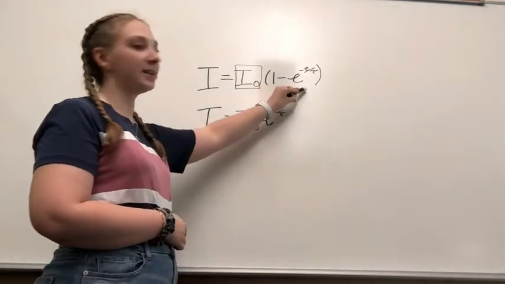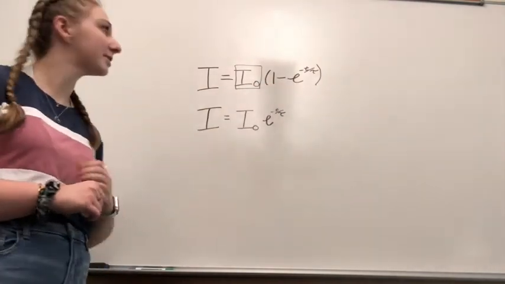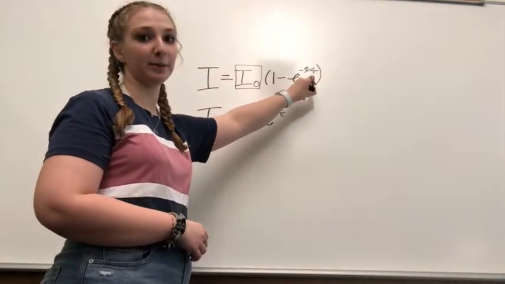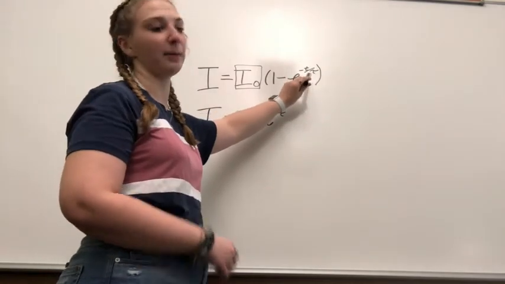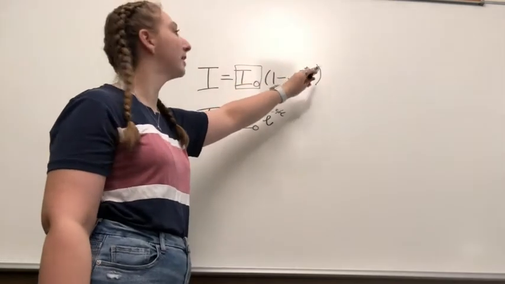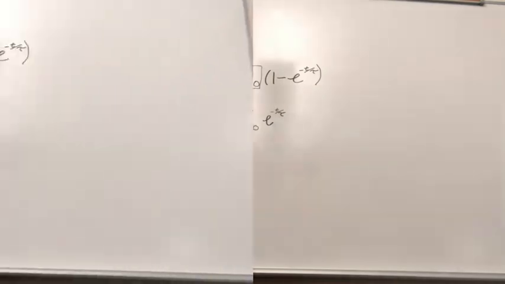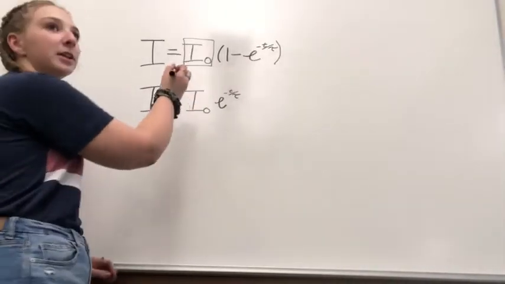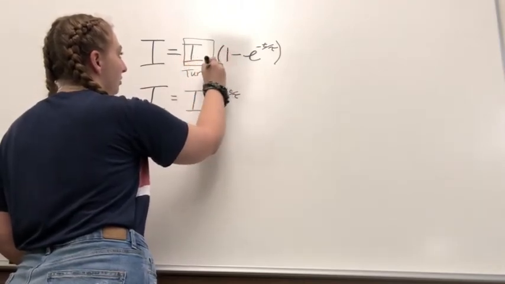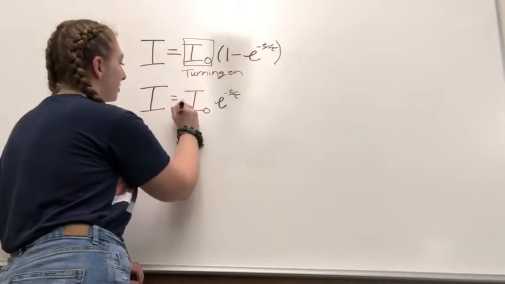Now, the rest of this should look exactly the same as with our capacitors. The only difference is that instead of an RC time constant, we have an LR time constant, which is represented by tau. So it's negative t over tau for our exponent for e. Our top equation is going to be for the system with a switch turning on, and our bottom equation will be turning off.